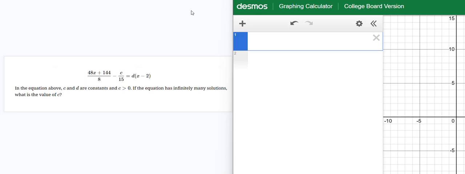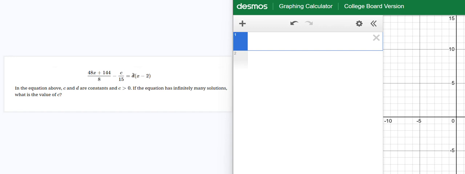Hi guys, here is another hard question. It gives us two equations equal to each other and says c is greater than 0 and that it has infinitely many solutions. How do we solve a question like this on Desmos? Here is how we do it.